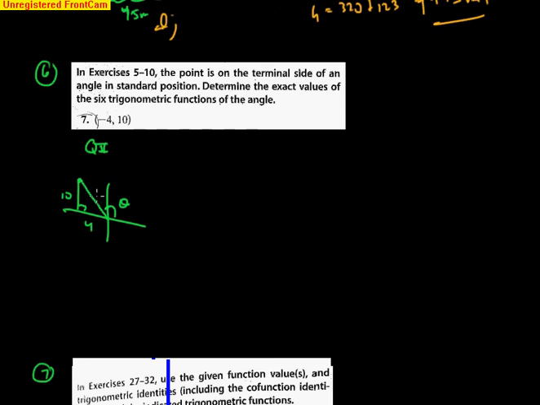So now I need to find my hypotenuse. Let's call it z. So use Pythagorean theorem. 4 squared plus 10 squared equals z squared. That is 16 plus 100.